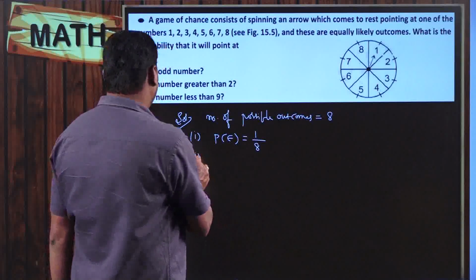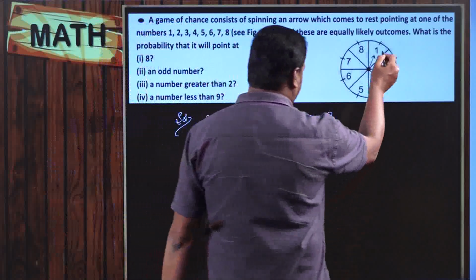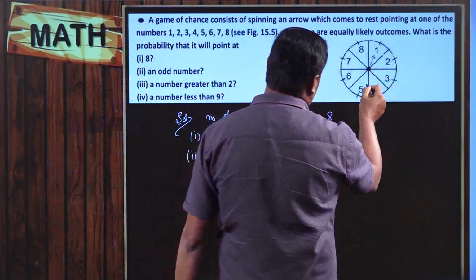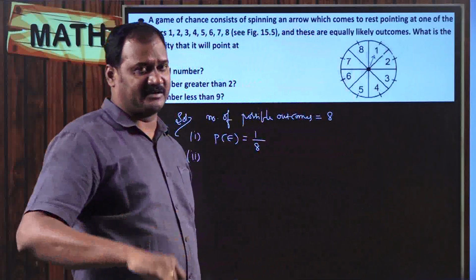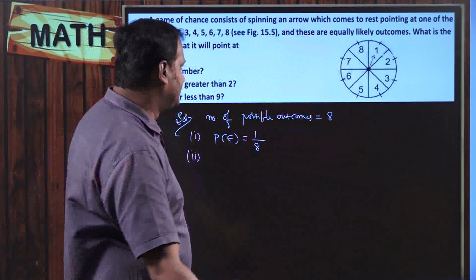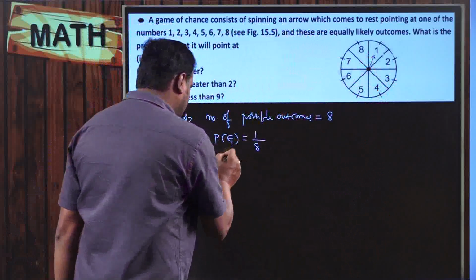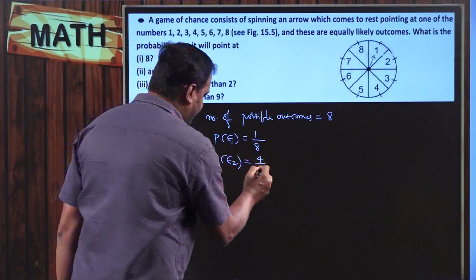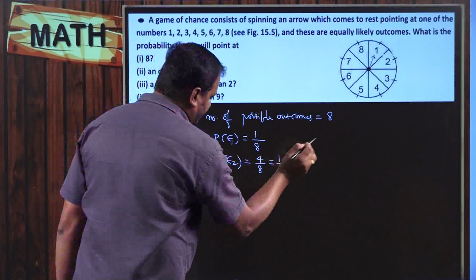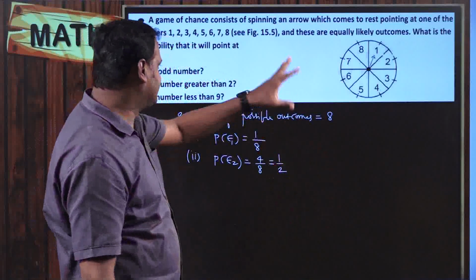And coming to the second one, an odd number. How many odd numbers are there? See, 1 is an odd number, 3 is an odd number, 5 is an odd number, 7 is an odd number. So out of 8, half of them are even, half of them are odd. So there are totally 1, 2, 3, 4 odd numbers. So the probability of getting an event is equal to 4 divided by 8, which is equal to 1 divided by 2. So the number of odd numbers is also equal to the number of even numbers in this condition.